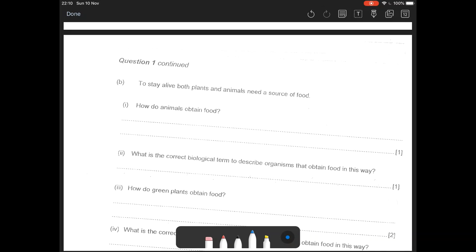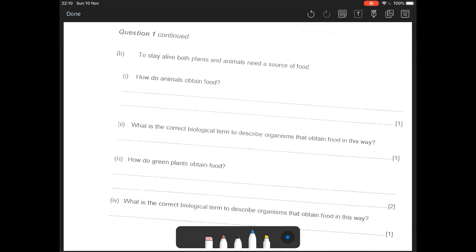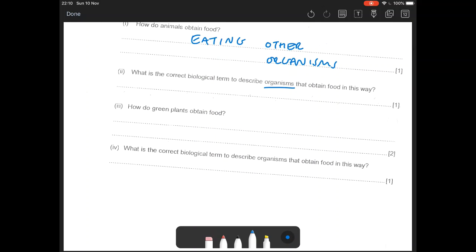Now this question was only done for set 1, but we can look at it for either group. How do animals obtain food? Well, we are animals, we obtain food through the process of eating. We eat other organisms. And the correct biological term to describe organisms that obtain food this way, I did allow different answers for this because we haven't really covered this yet. But organisms that eat other things are actually known as heterotrophs.